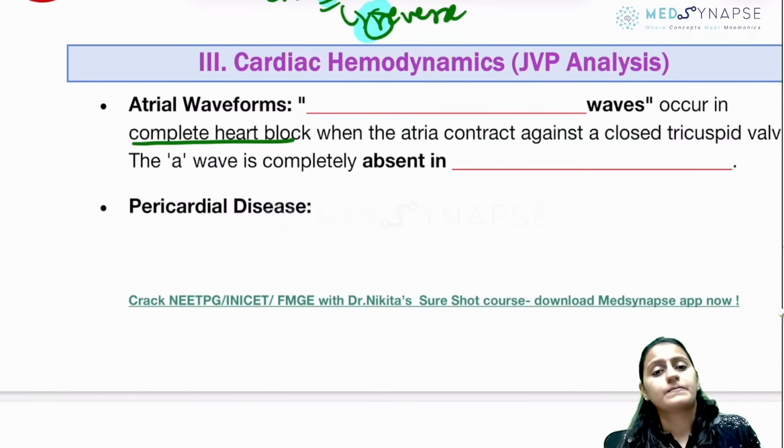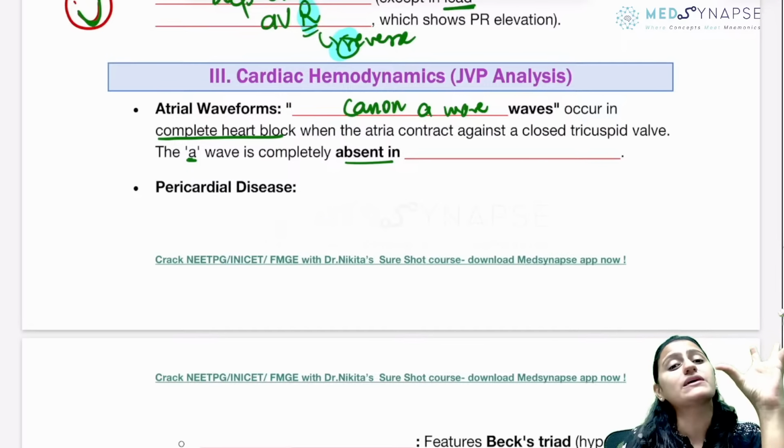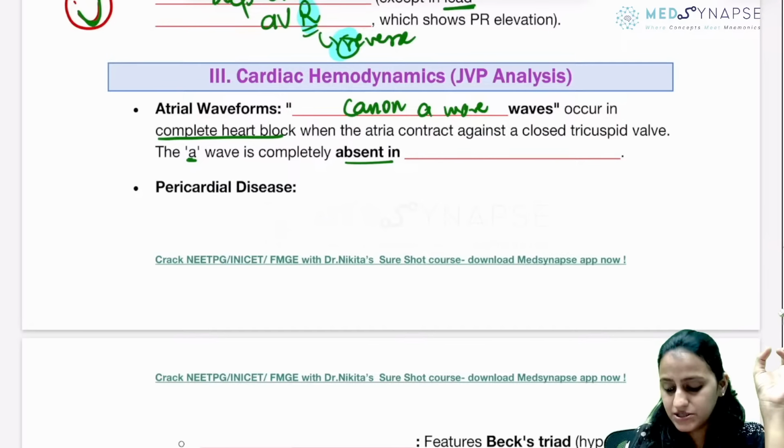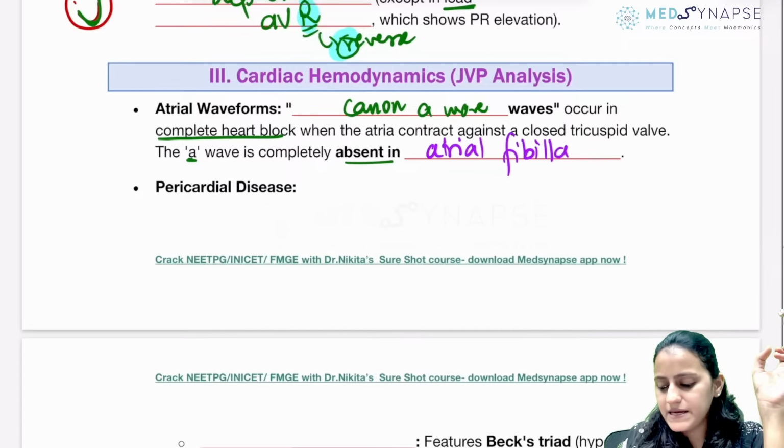On the other hand, A wave is absent in what condition? The A wave is because of atrial contraction. So in what condition is atrial contraction absent? Atrial fibrillation, right? So remember there, the A wave will be absent in atrial fibrillation.